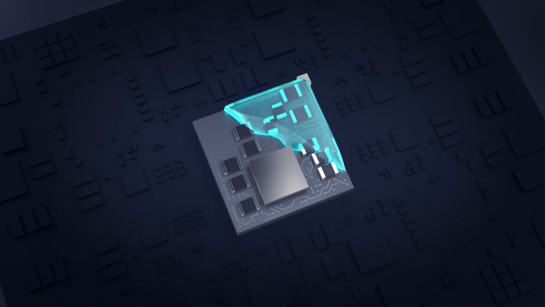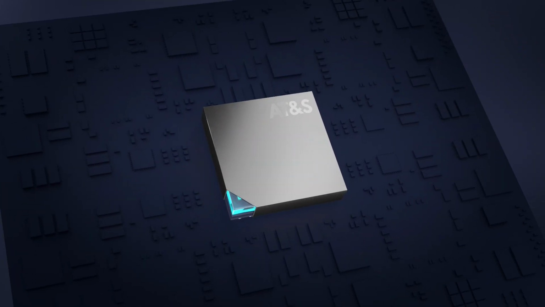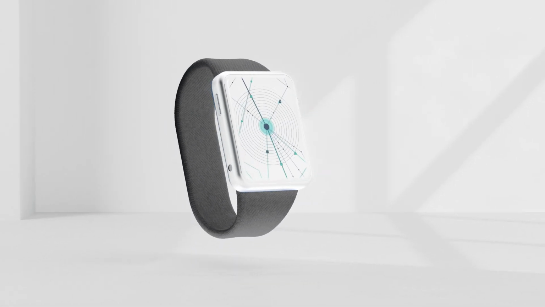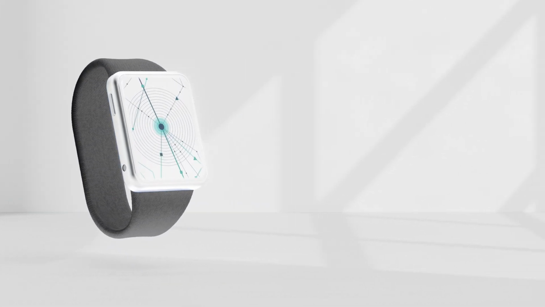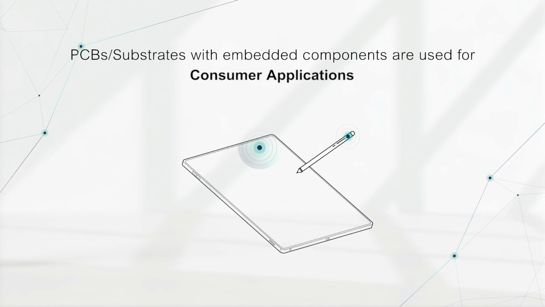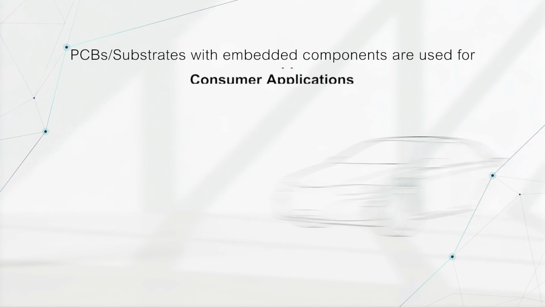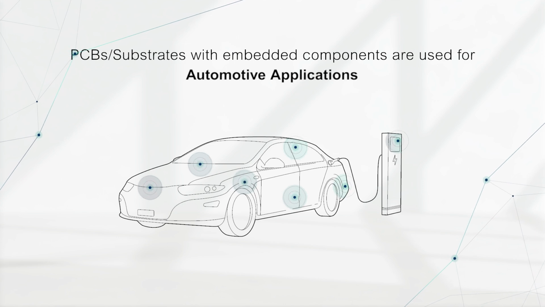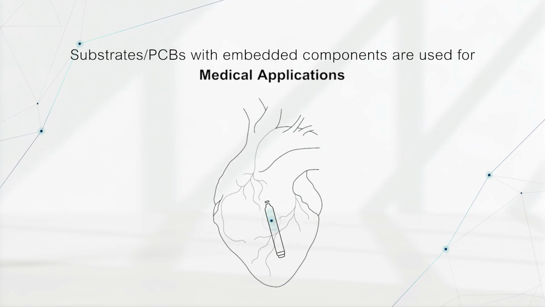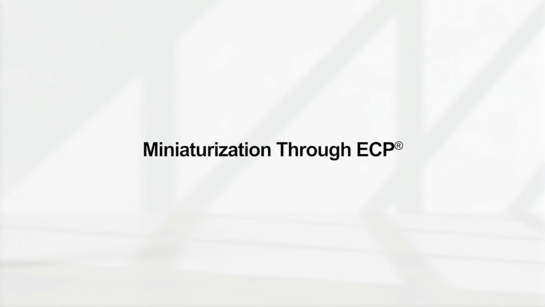Overall, in addition to the reduction in size, the ECP technology substantially improves performance, and this benefits, for example, the battery life of its applications. PCBs and substrates with embedded active and passive components are used for consumer applications, automotive applications, industrial applications, and medical applications. Miniaturization through embedded component packaging by AT&S.